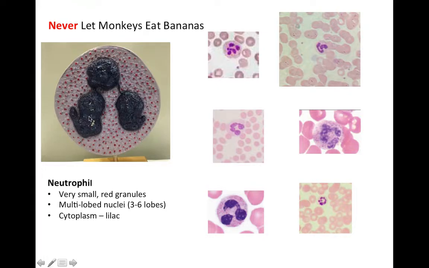And here, again, you can see that this one has 3 lobes to the nucleus. It can have up to 6 lobes. So this one's got a lot of lobes. This one just has 4. This one's like an upside down smiley face. So you want to look at the shape of the nucleus and see how many lobes it has. Again, neutrophils are our most common white blood cells, so you will see a lot of these on the microscope slides that we'll be looking at.